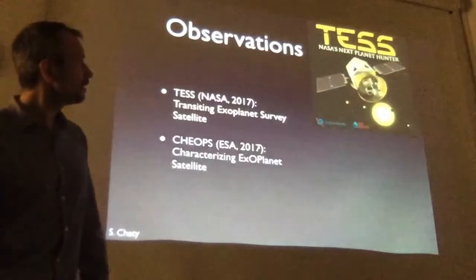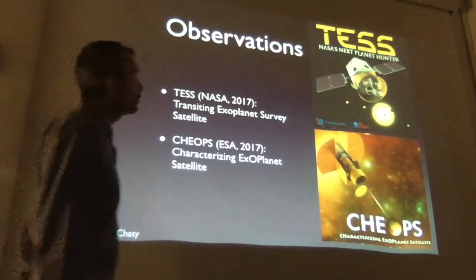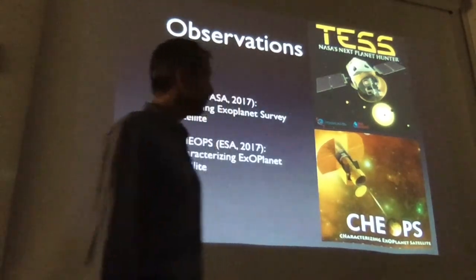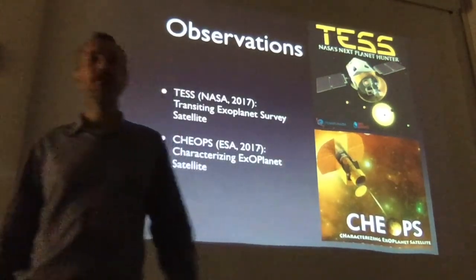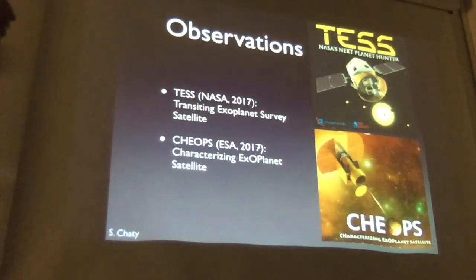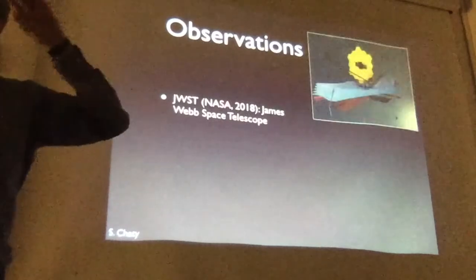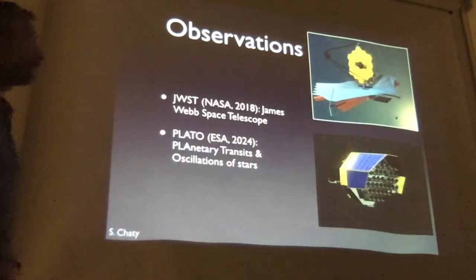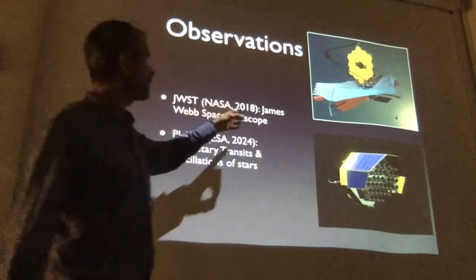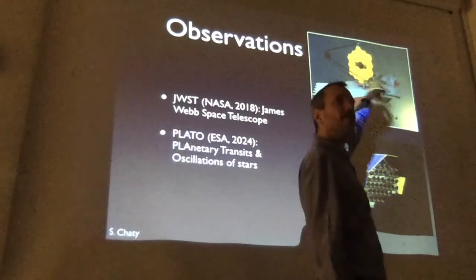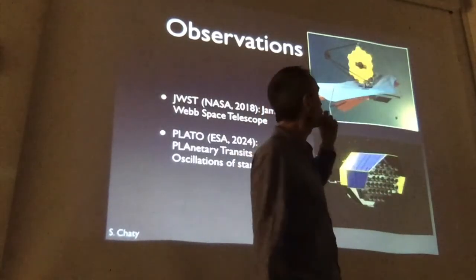The next satellites, there is one which will be launched by NASA, which is TESS, a satellite looking for transits. Another one launched by the Europeans is CHEOPS, again looking at transits. Both satellites are really dedicated to exoplanets. Then next year there will be the James Webb Space Telescope. This is a 6.5 meter telescope. This one will not be dedicated to exoplanets, but there will be observations of exoplanets.